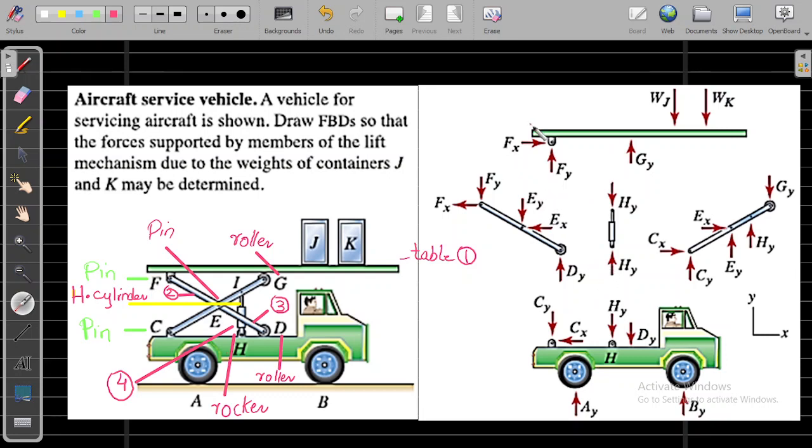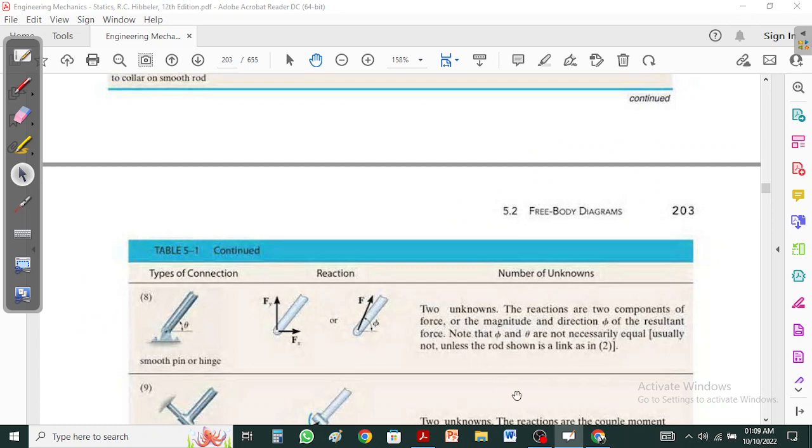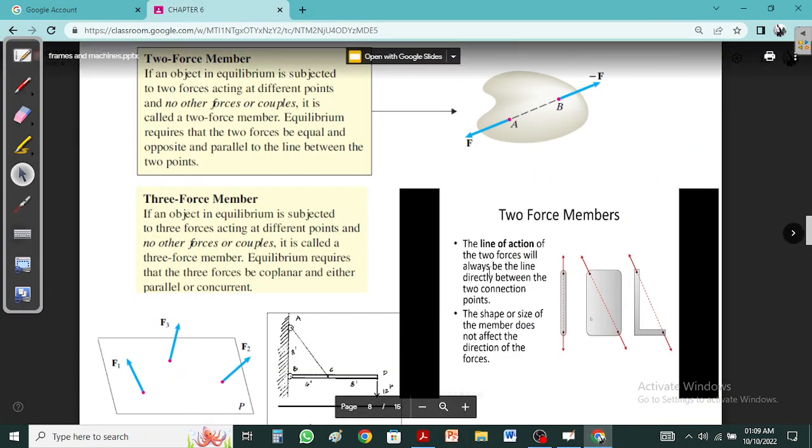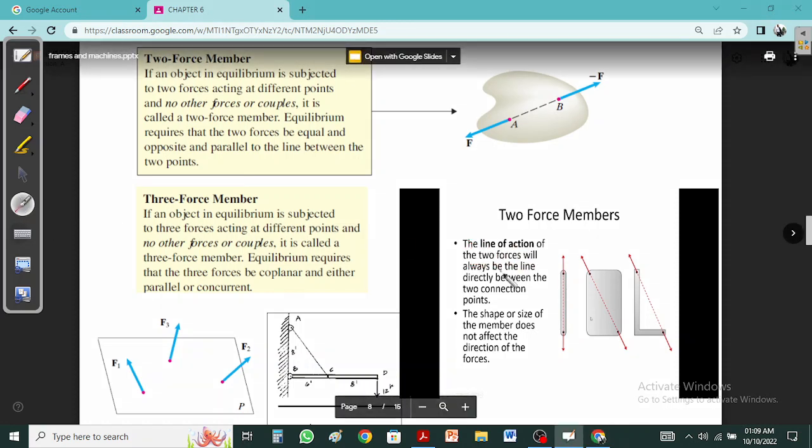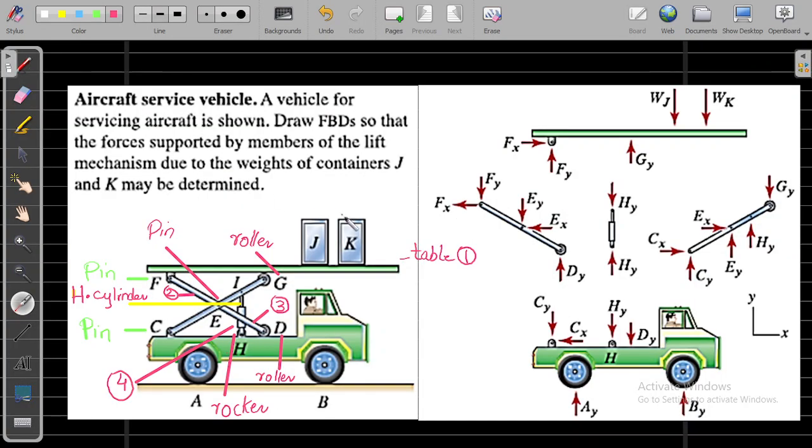And just for your knowledge, if you are interested in understanding what a two force member is, the line of action of the forces on a two force member will always be the line directly between the two connections. The shape and size of the member does not affect the direction of the forces. So this is a two force member. This can also be a two force member. See, these forces are equal in magnitude, opposite in direction, and there is no couple moment on them. So these are always treated as two force members. Okay, so you should know what it is.